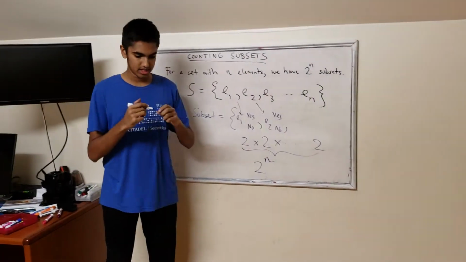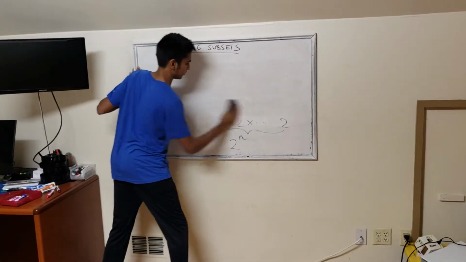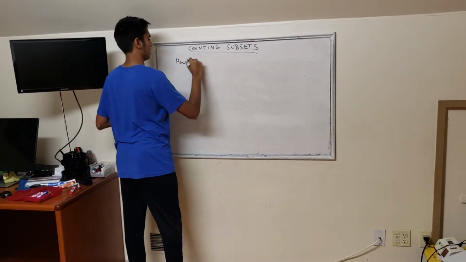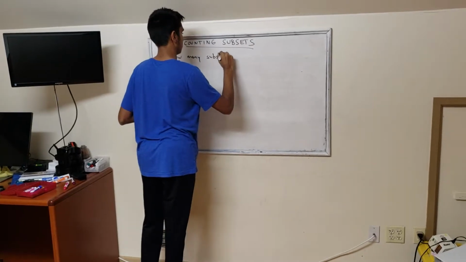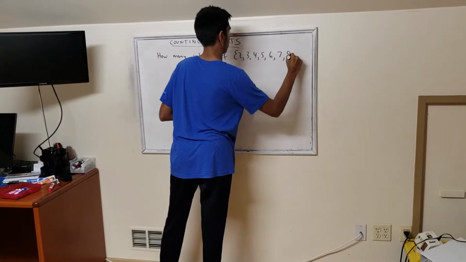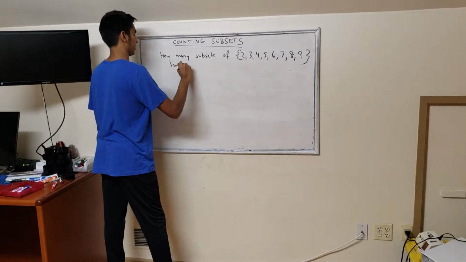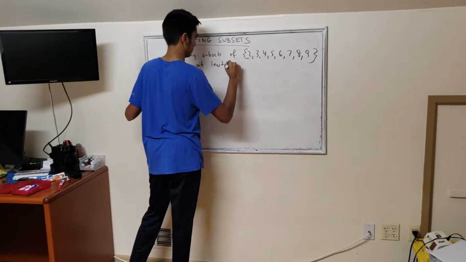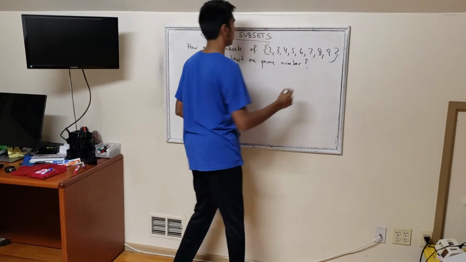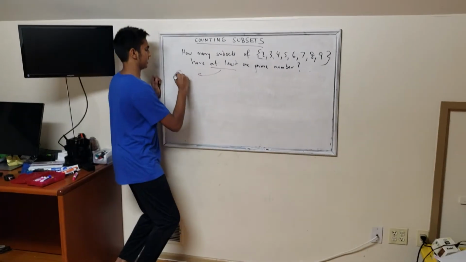So now a quick application of this. We have a problem from the AMC. The problem is, how many subsets of the set of numbers from 2 to 9 have at least one prime number? What do you notice about this problem? Well, there's that keyword "at least," which tells us complementary counting.